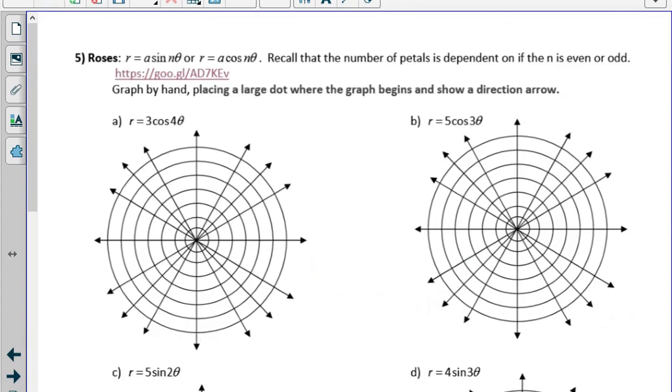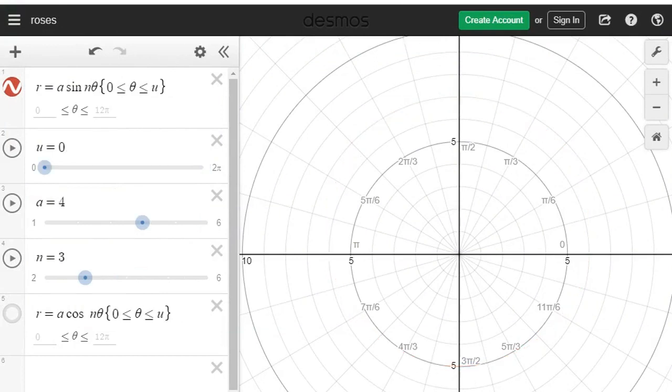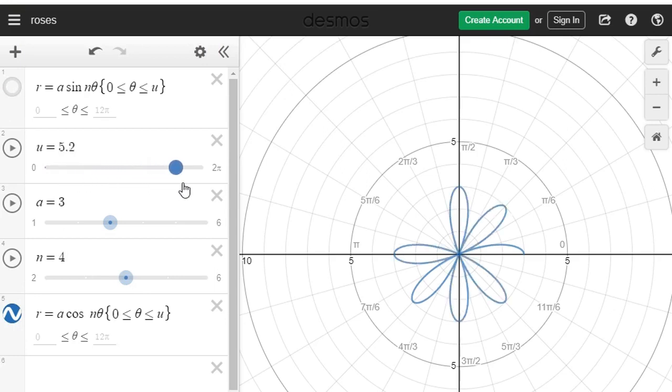Now let's go to roses. So roses are the final case that we're going to talk about. If we have r equals 3 cosine 4 theta, that's kind of nice looking. If we start here, notice it's going to start at (3, 0), and then it's going to continue to make a bunch of rose petals.